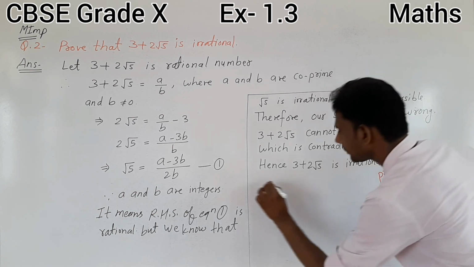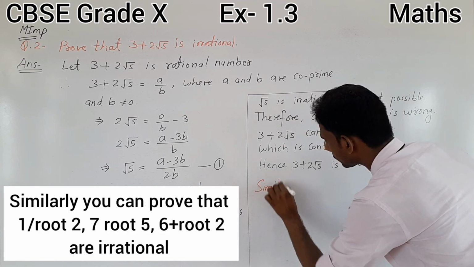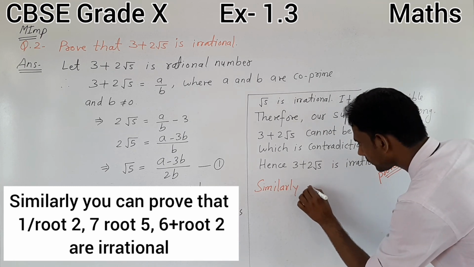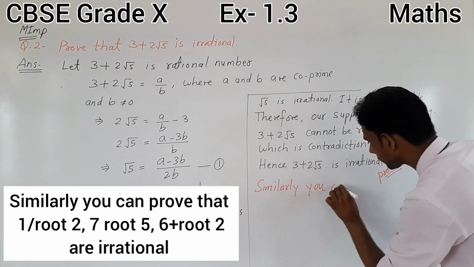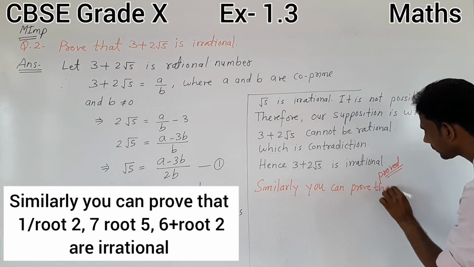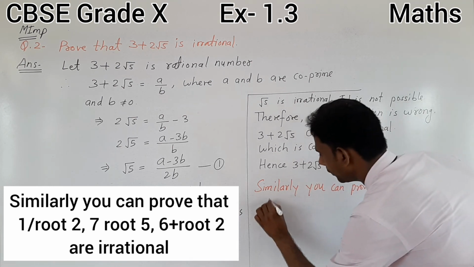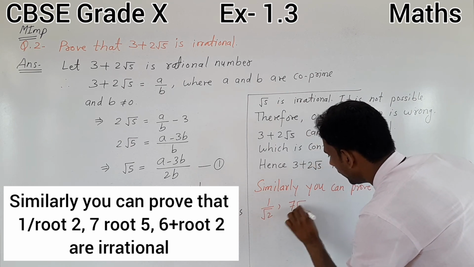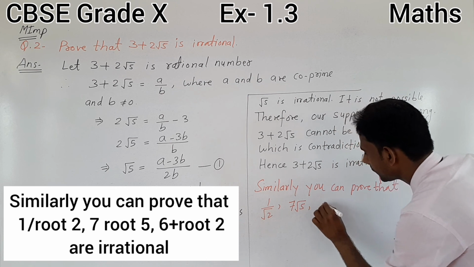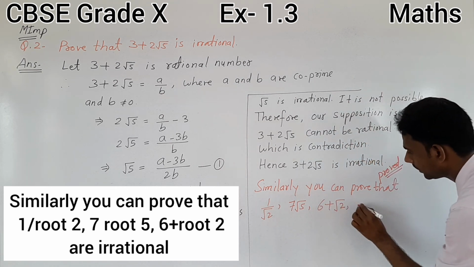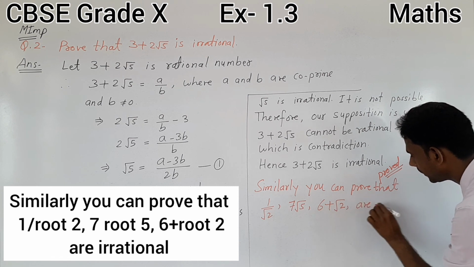Similarly, you can prove that 1 upon root 2, 7 root 5, 6 plus root 2 are irrational.